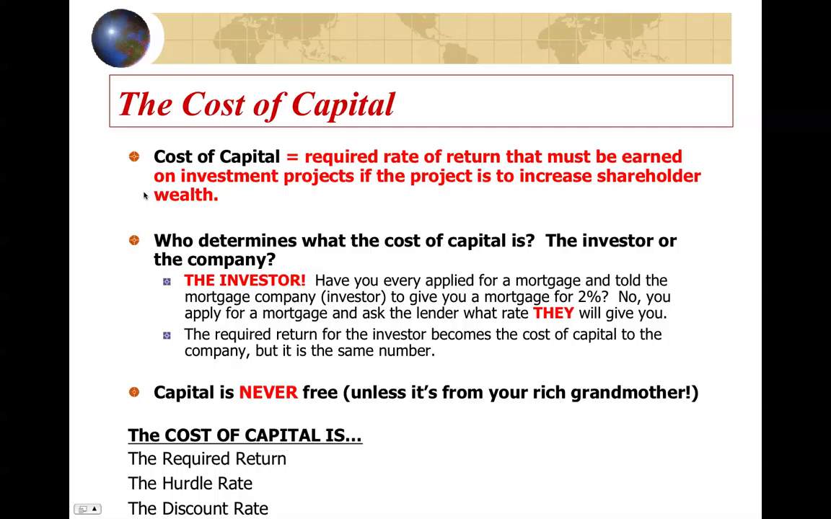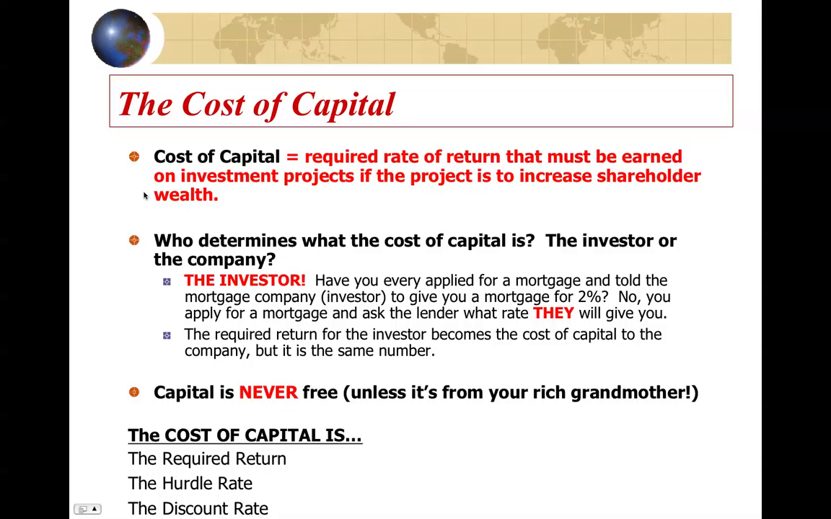So who determines what the cost of capital is, the investor or the company? Well, it's always the investor. For example, have you ever applied for a mortgage and told the mortgage company, who is the investor, to give you a mortgage for 2%? No, you apply for a mortgage and then ask the lender what rate they will give you. The required return for the investor becomes the cost of capital to the company, but it is the same number.